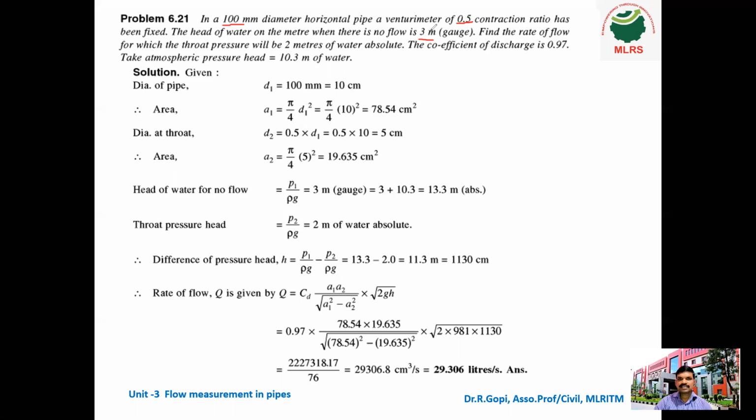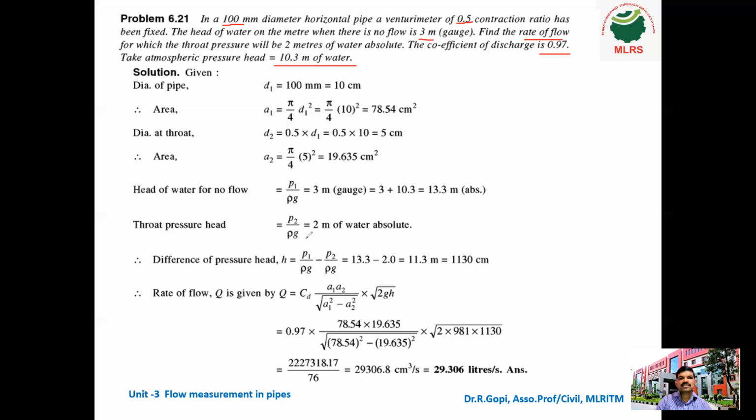So under that static condition, that means at rest condition, the head of water is 3 meter. Find the rate of flow for which the throat pressure will be 2 meter of water absolute. Okay, so here also they ask rate of flow. What is the other name of rate of flow? It is discharge. The coefficient of discharge is 0.97. Take atmospheric pressure head as 10.3 meter of water.